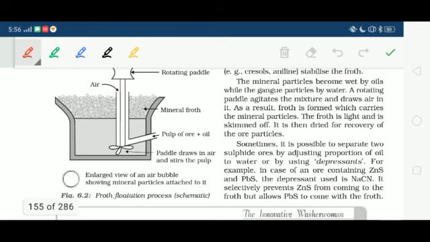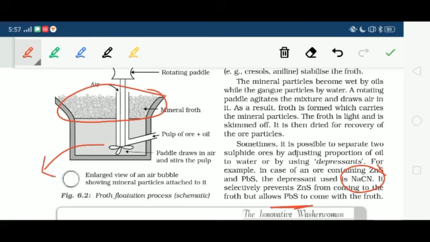For example, if an ore contains two types of sulfides, let us say zinc sulfide and lead sulfide, then we add sodium cyanide to the solution. This sodium cyanide prevents zinc sulfide from coming into the froth, but it allows lead sulfide to come into the froth. That means in the froth we will only have lead sulfide, whereas zinc sulfide will remain in the water. So here we can separate lead sulfide from zinc sulfide with the help of a depressant.